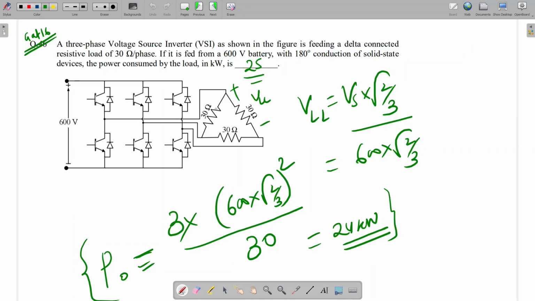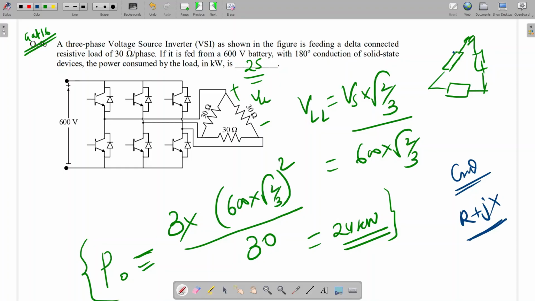If load is given, let's say this is Z load, a balanced load. Then what will be the power factor? Power factor means cos phi. So phi will depend on Z, where Z is equal to R plus jX. The real power will be 3 into V line to line into I phase into cos phi. That only will be the value.